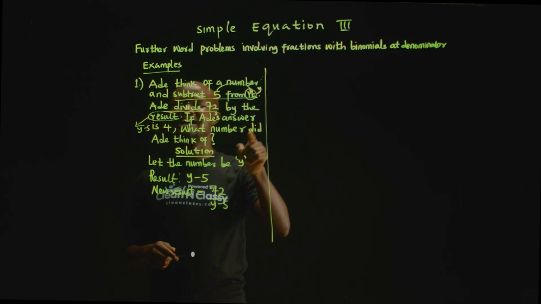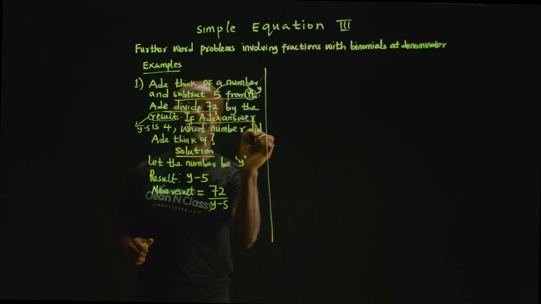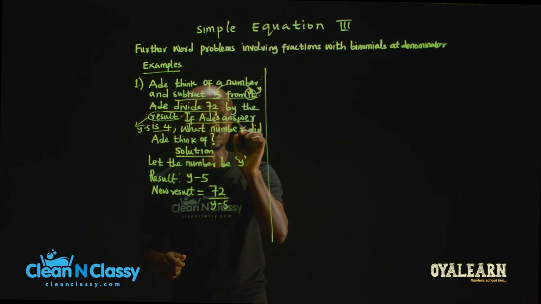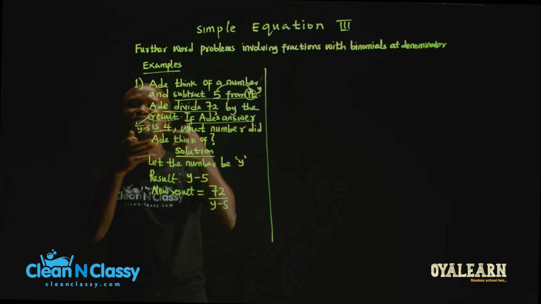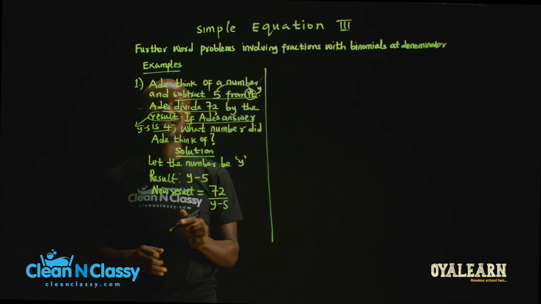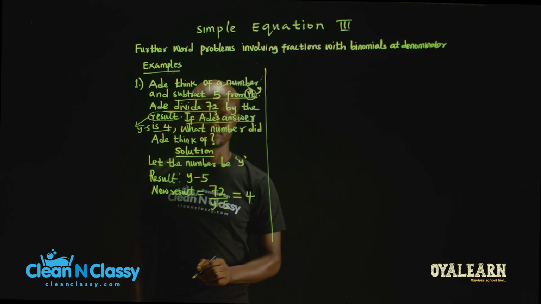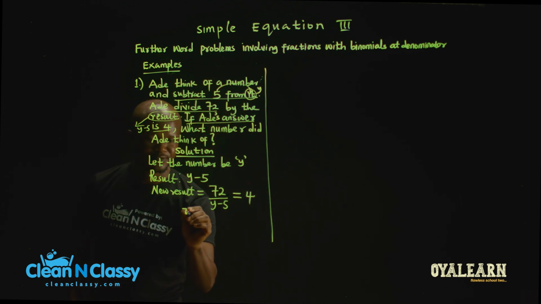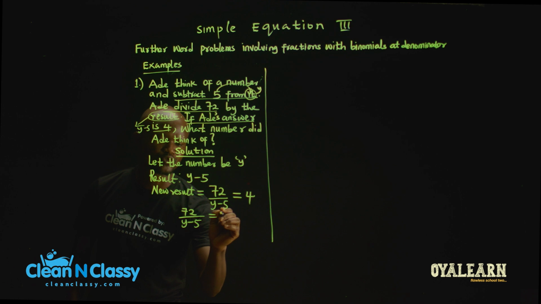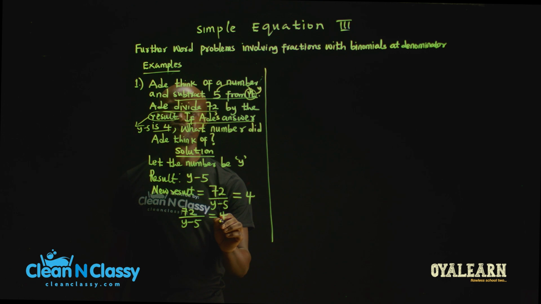If Ade's answer is 4, what number did Ade think of? If the new result now is 4, that means it equals 4 in mathematics. So this equals 4 now. Now we have a simple equation: 72 divided by y minus 5 equals 4. Looking at the right hand side, we can write 4 as 4 divided by 1.